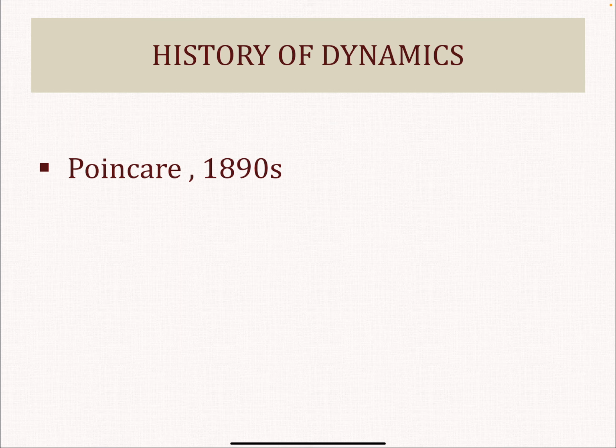Now in the 1890s came Poincare, and he developed a powerful geometrical approach to analyze questions qualitatively rather than quantitatively. And he was the first person to glimpse the possibility of chaos, in which a deterministic system exhibits aperiodic behavior that depends very sensitively on the initial conditions.